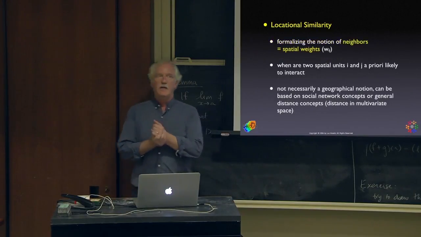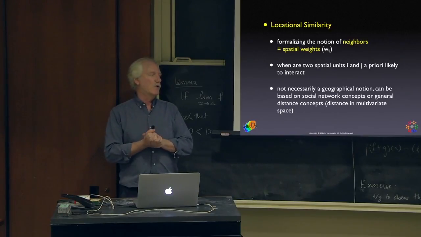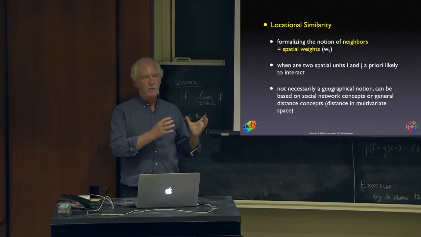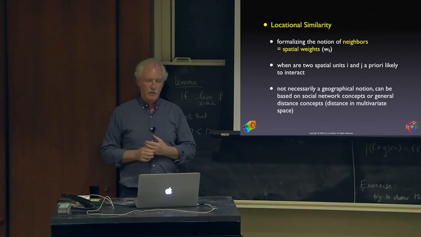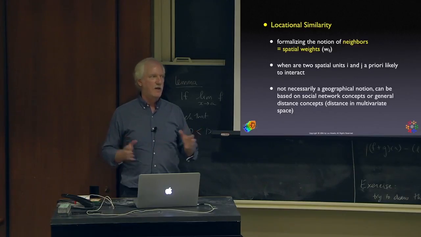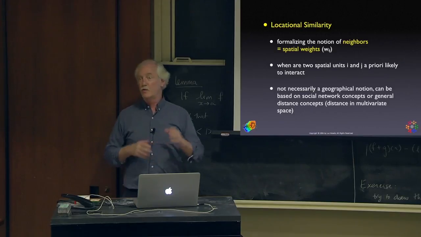The second part is this locational similarity. So we have our attribute similarity, now the locational similarity. And that requires us to formalize the notion of neighbors. And this is very tricky, and it's unfortunate, and to a lot of people it's a source of confusion or contention.